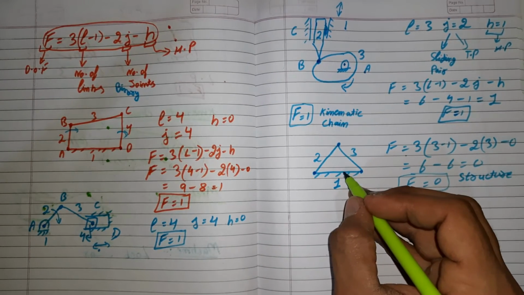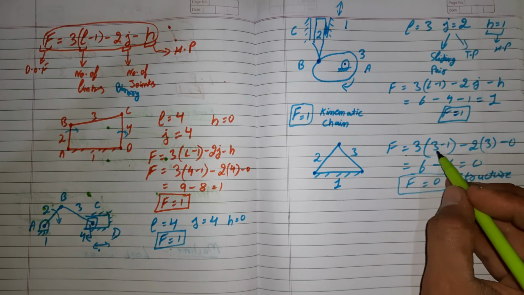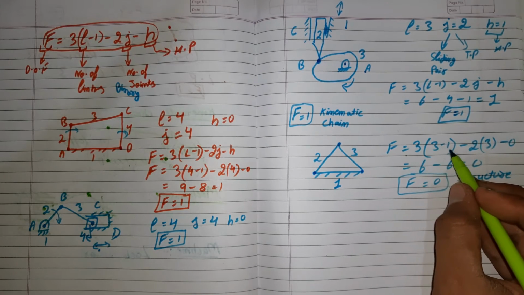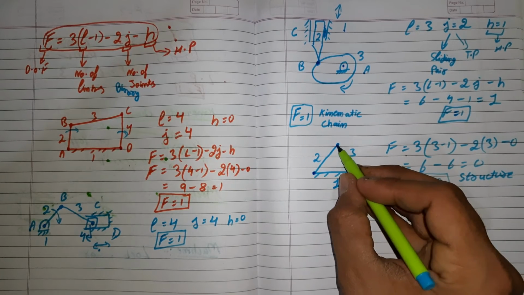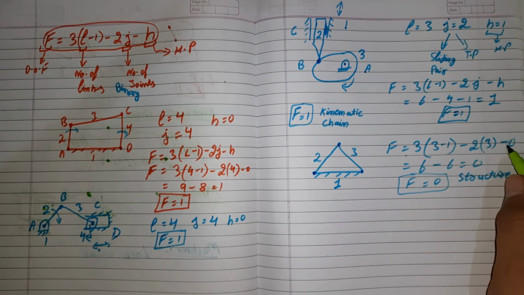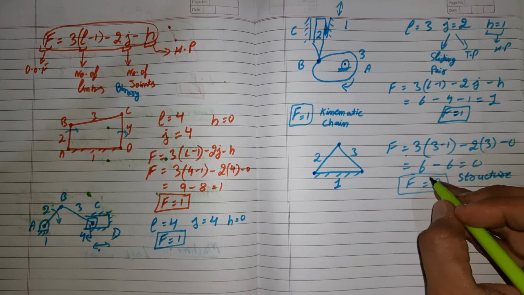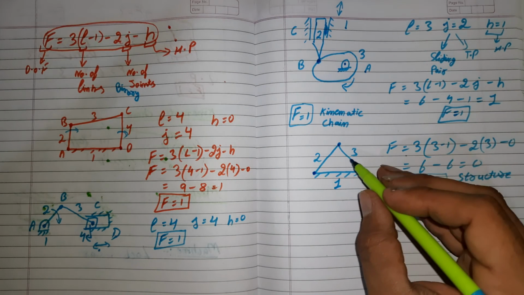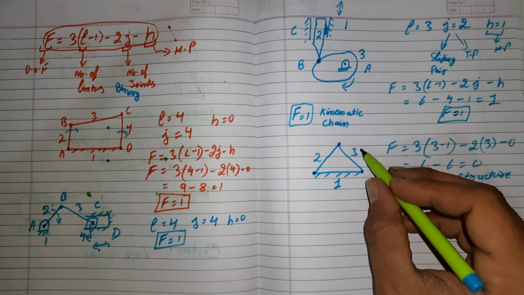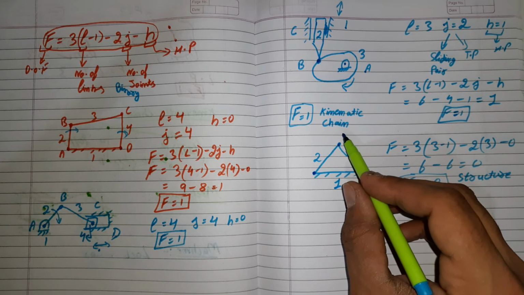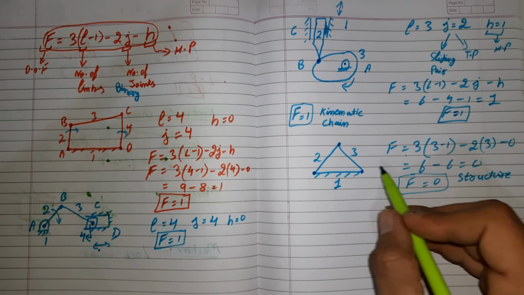If we calculate degrees of freedom here, degrees of freedom F will be equal to 3 into (L minus 1) minus 2 into J. The number of links L is 3, and J is 3, these 3 binary joints, and a higher pair is not present, so 0. That gives 6 minus 6. Here degrees of freedom comes out to be 0, which means that motion is not possible in this particular system. So it does not fall under the category of kinematic chain. It is a structure. Here motion is not possible.